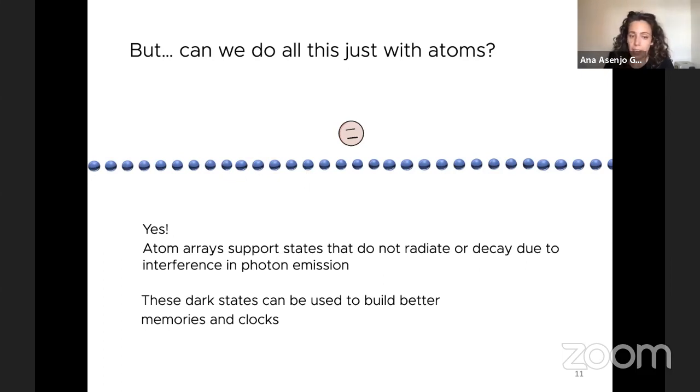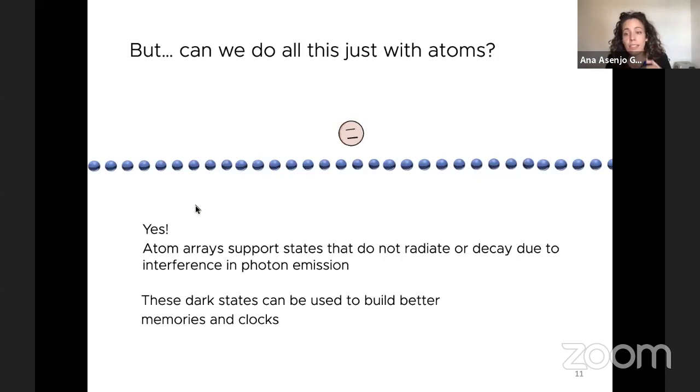In particular, atom arrays, when the distance between the atoms is small, and I will define what small means in a bit, support states that do not radiate or decay due to interference in photon emission. And this means that when this impurity atom decays, it's going to transfer its excitation to the atoms in the array, and this excitation is going to propagate in a polaritonic manner in this atomic waveguide.